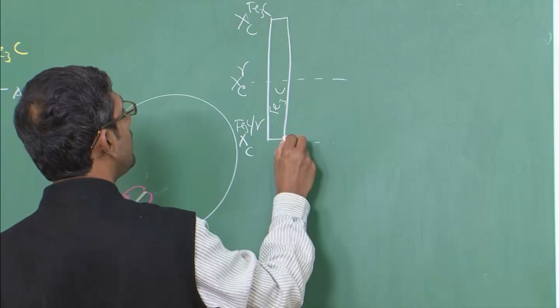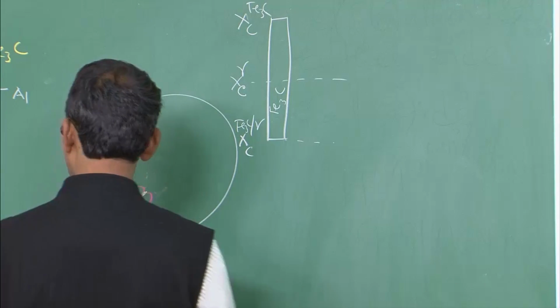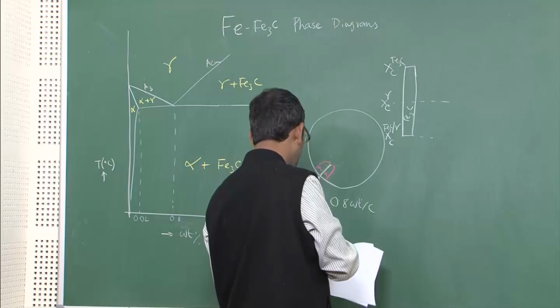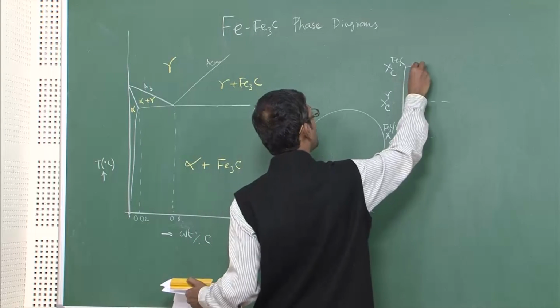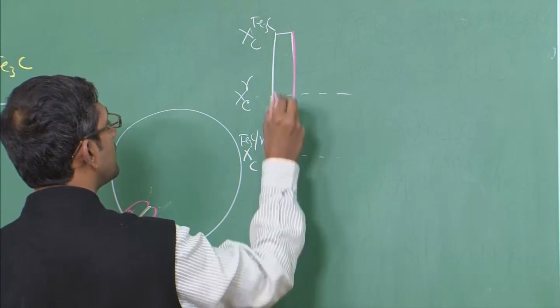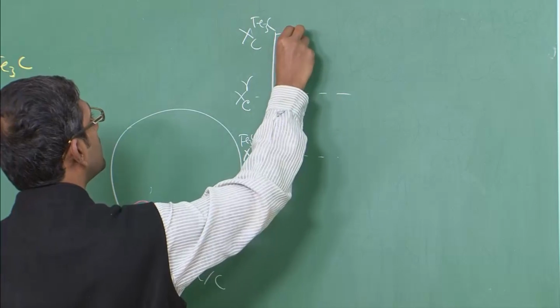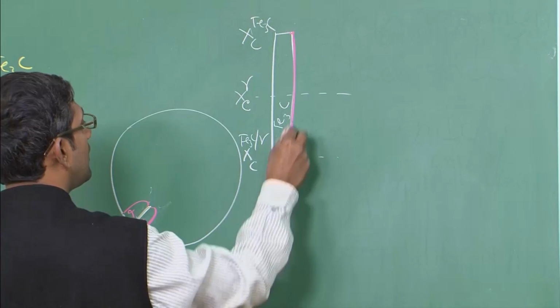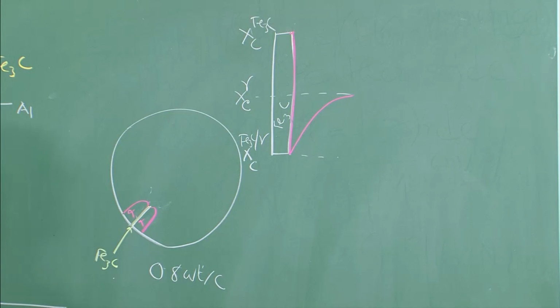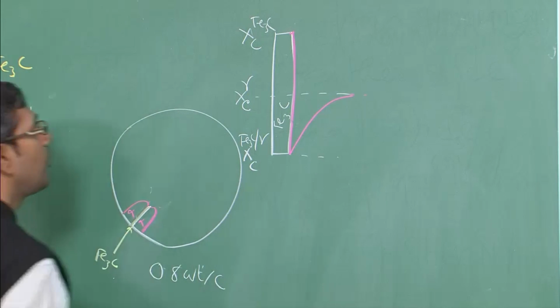It will look a little bit like this. It will be very high at the interface. Let me draw it with the color chalk. It will increase. The cementite will have very large carbon concentration. Then it will go down, and in the bulk it will reach the 0.8 carbon concentration. That is what it will look like.